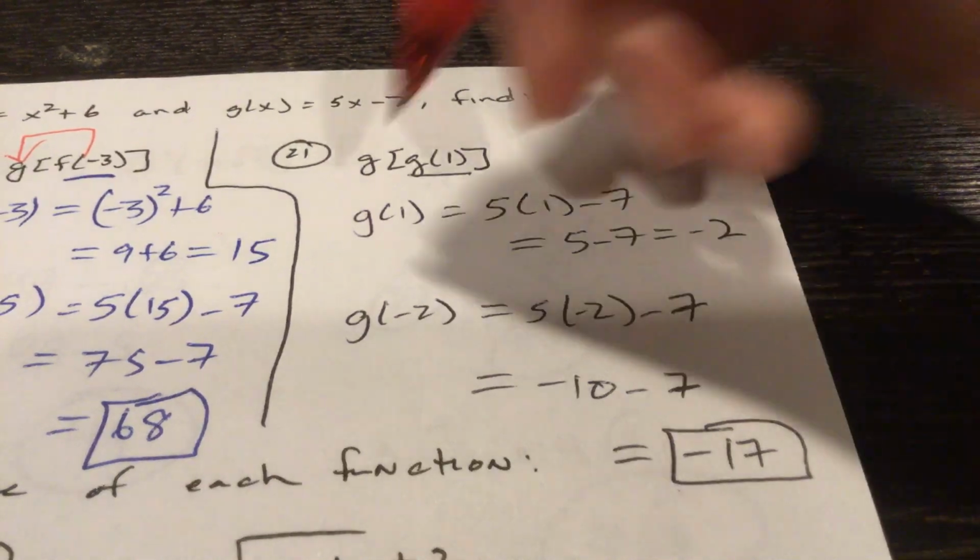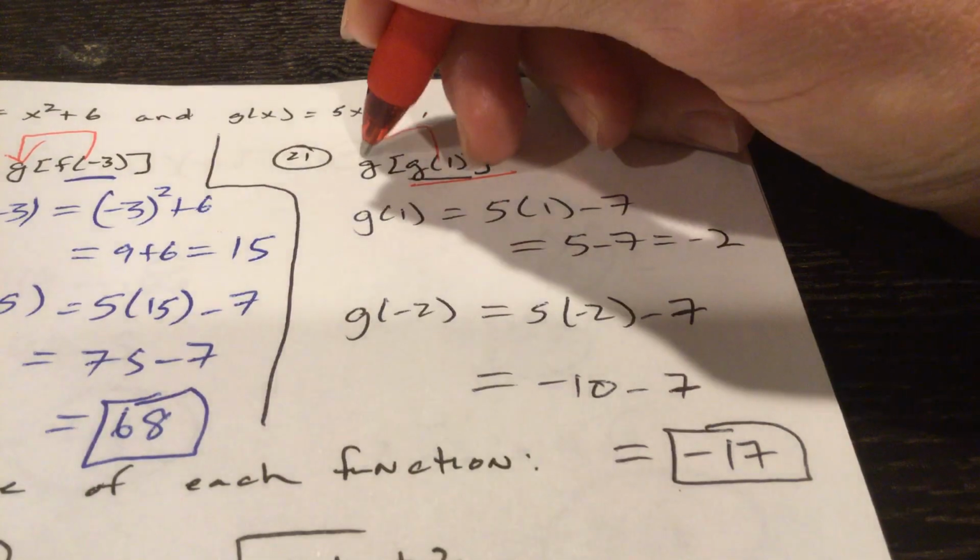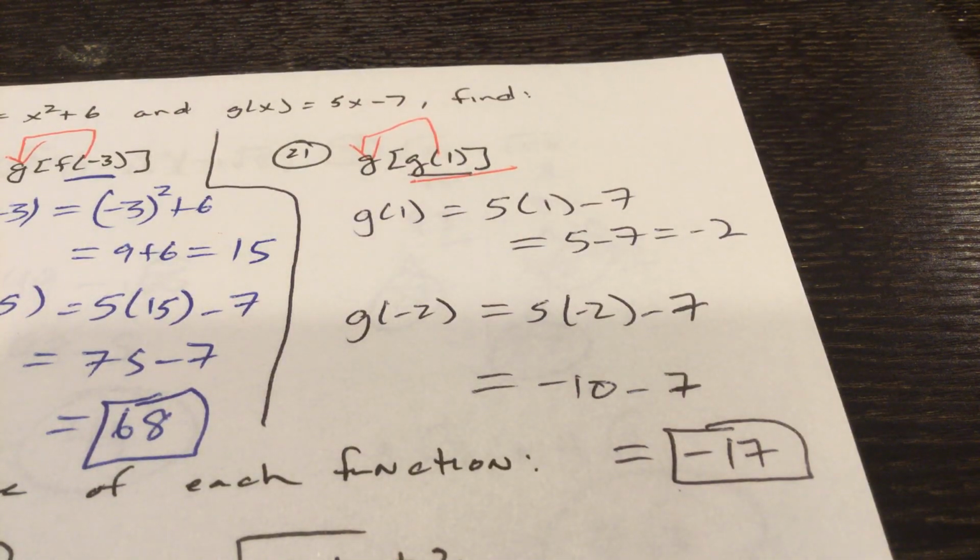g of g of 1, that means you figure out what g of 1 is. Plug it in right there. You get negative 2. And then you plug negative 2 back into g. 5 times negative 2 minus 7, negative 17.